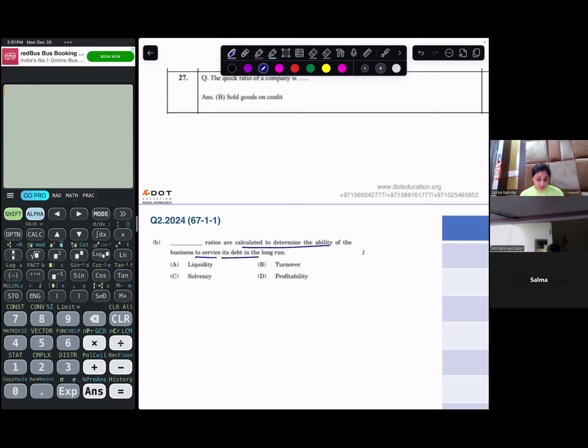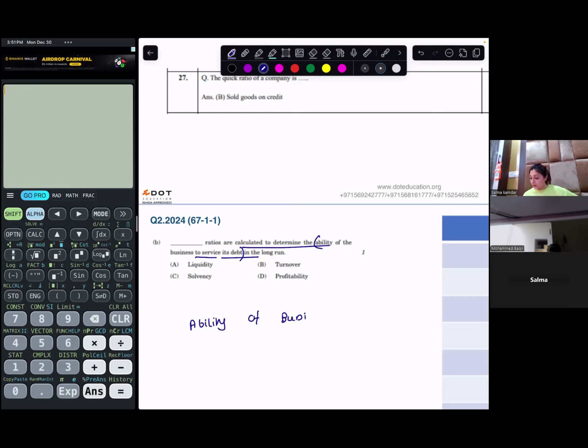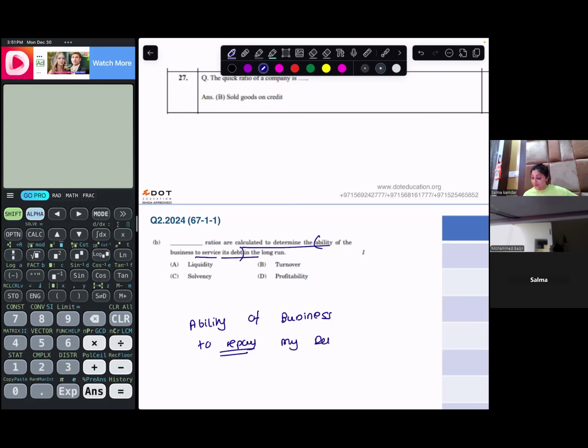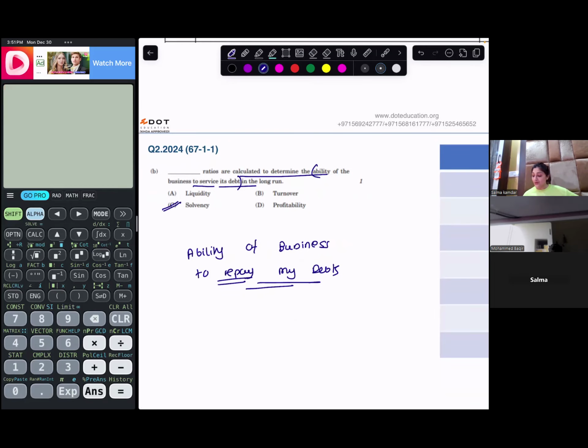What ratio is calculated to determine the ability of the business to pay its debts? That means the ability of the business to repay. What tells us the ability of the business to repay my debts? Solvency ratio gives the ability of the business to repay its debt.